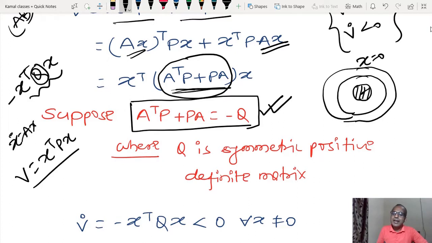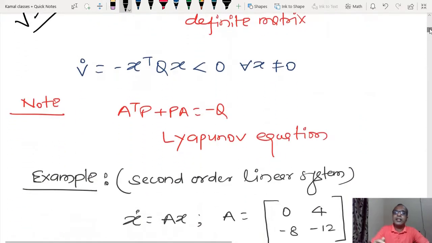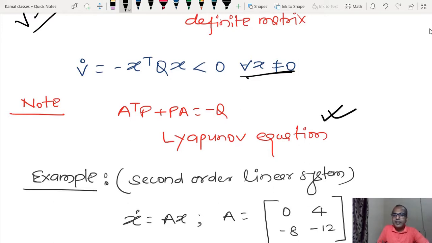Q you can select positive semi-definite or positive definite. I hope you are able to understand the motivation, because somehow I have to make sure that V dot is strictly less than 0 in case of global asymptotic stability, and if I select Q symmetric positive definite, then I can make sure of that. So I have already written this equation as the Lyapunov equation.